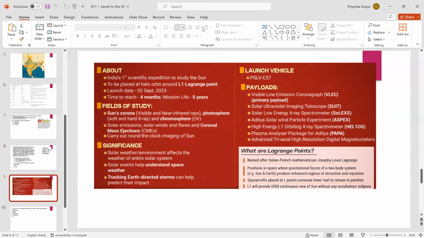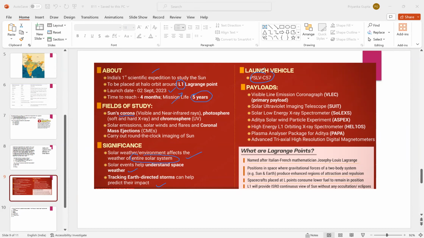So, Aditya L1 is India's first scientific expedition to study the sun. It is to be placed at a halo orbit around L1. Launch date was 2nd September and it will take 4 months to reach here. The life of the mission is 5 years. It will study the sun's corona, photosphere, which means the various layers of the sun, coronal mass ejection, etc. Significance: solar weather environment affects the weather of the entire solar system, so knowing that will help us predict this. Solar events help understand space weather, tracking Earth-directed storms.